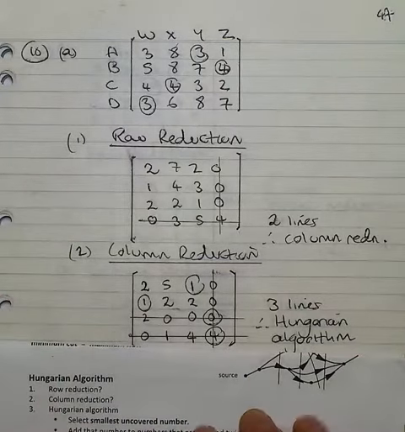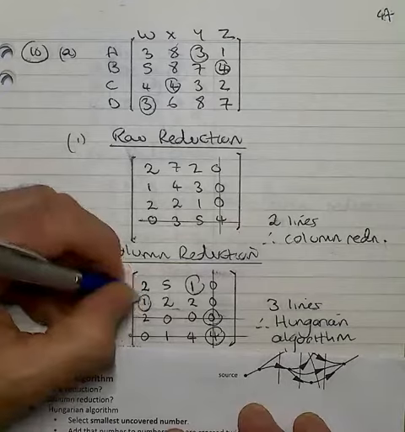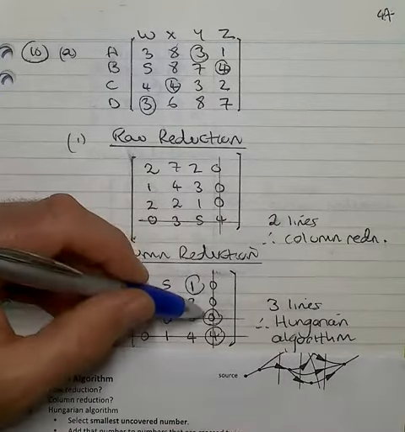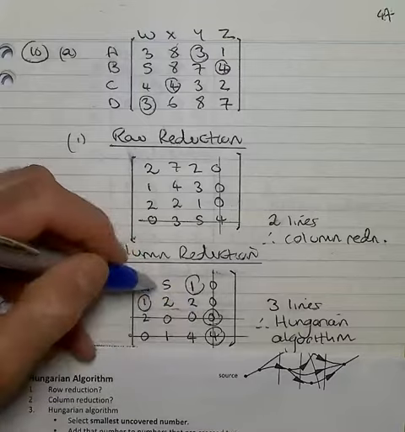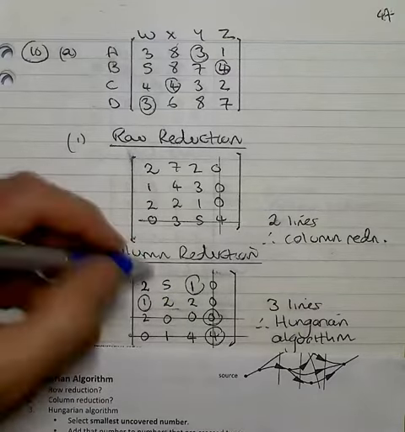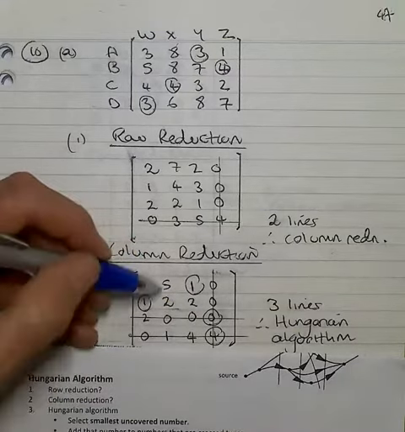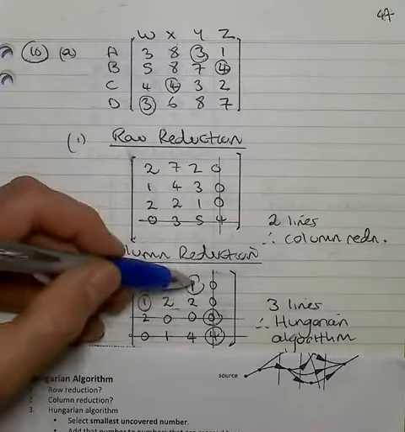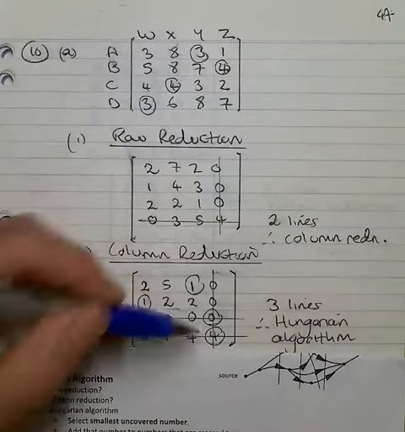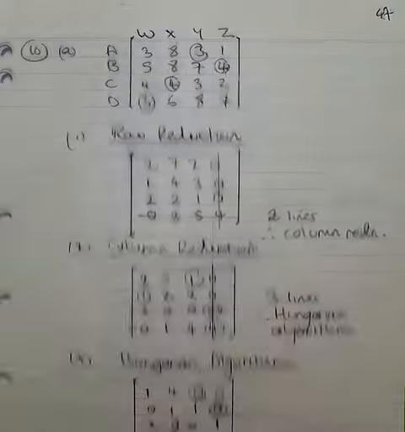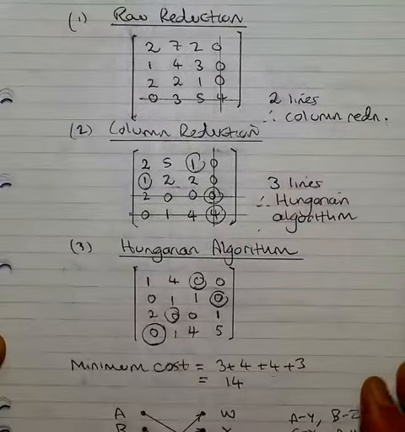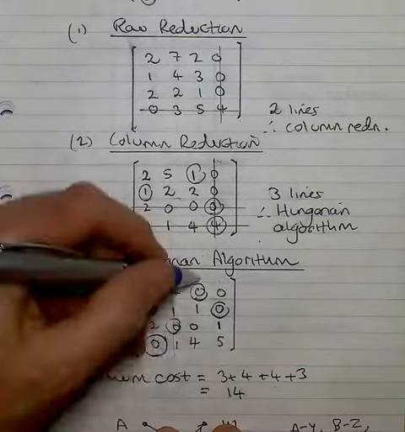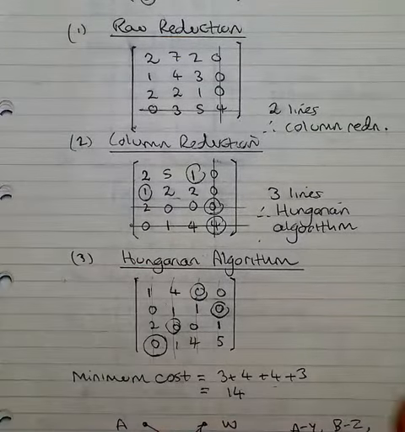So what I do is select the smallest uncovered number, which in that case is 1. I'm going to add that number to the numbers that are crossed twice, and then subtract it from any other uncovered number. So there'll be 1 and 4 and 0 and 1 and 1 and 0, and that will become 1 and 5. And when we do that, we end up with a scenario where you can allocate in each case.